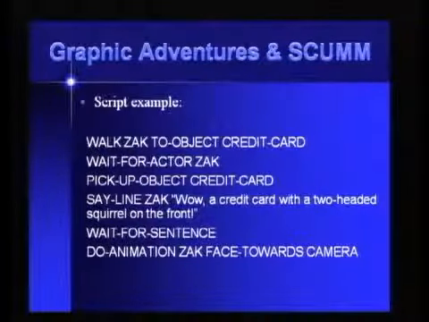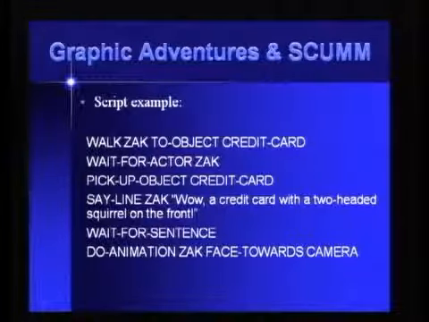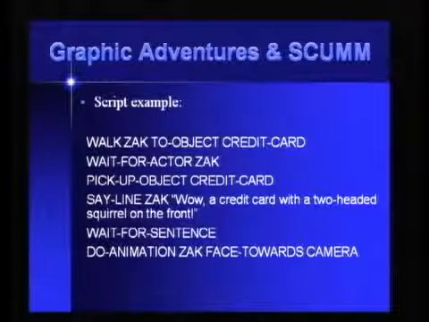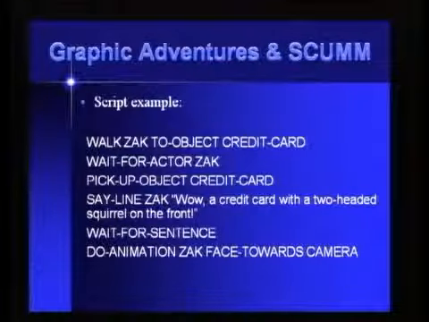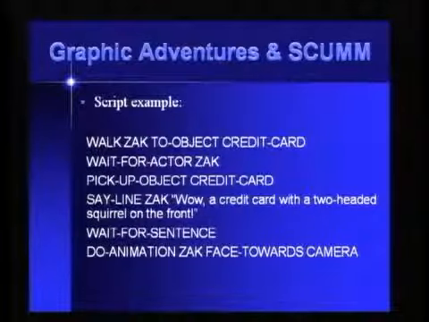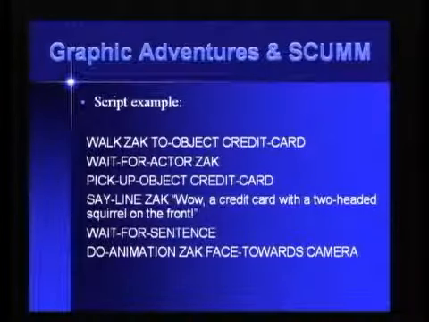That will make Zach find his way to the card and stop at an exact, predefined place near the card. Wait for actor Zach, so the script will time out, waiting until he actually gets there, then pick up again. Pick up object credit card, there might be a specific motion that he'll do to do that. Say line Zach, "Wow, a credit card with a two-headed squirrel on the front." So the text will show up in his color and his mouth will do the animation.